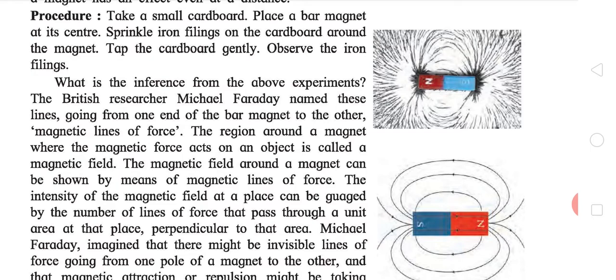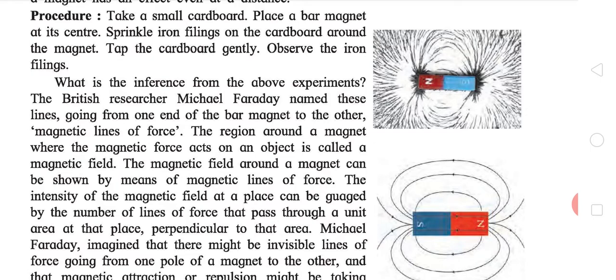Observe the iron filings. What is the inference from the above experiment? The British researcher Michael Faraday named these lines going from one end of the bar magnet to the other magnetic lines of force. The region around a magnet where the magnetic force acts on an object is called a magnetic field. The magnetic field around a magnet can be shown by means of magnetic lines of force.